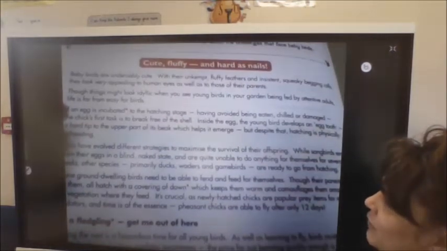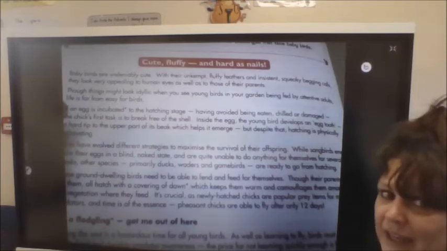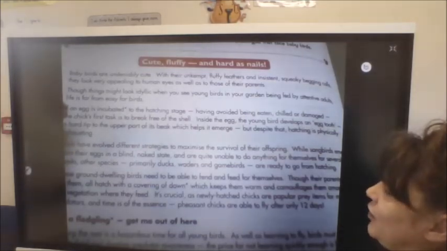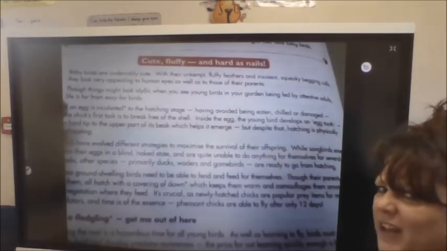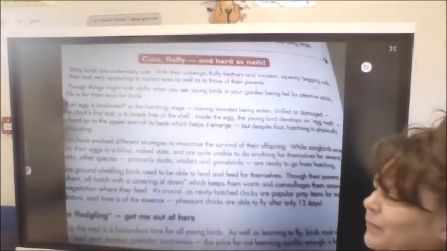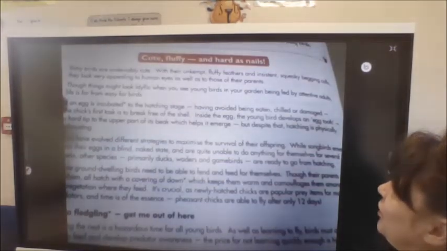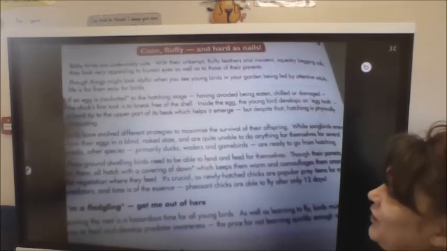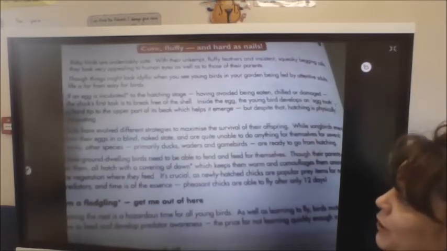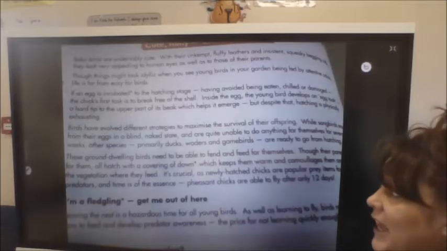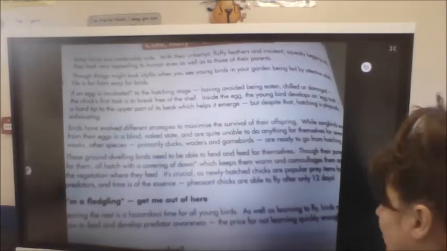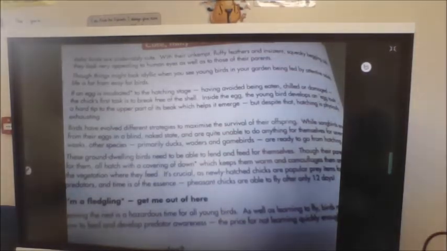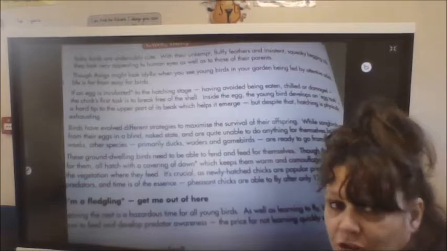Those things might look idyllic, so perfect, dreamlike, fantastic, when you see young birds in your garden being fed by attentive adults. Life is far from easy for birds. So it says if an egg is incubated, and you've got that in your glossary at the bottom, incubated means to sit on eggs to keep them warm until they're ready to hatch. Okay.